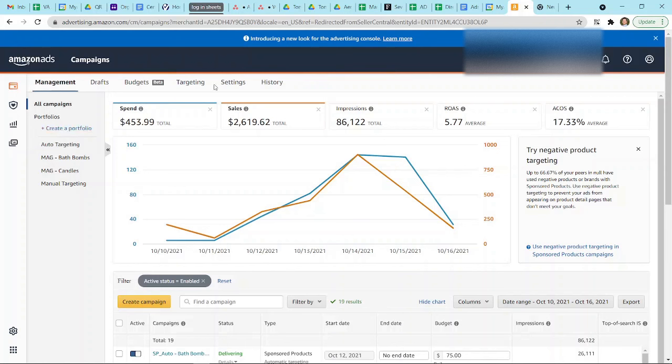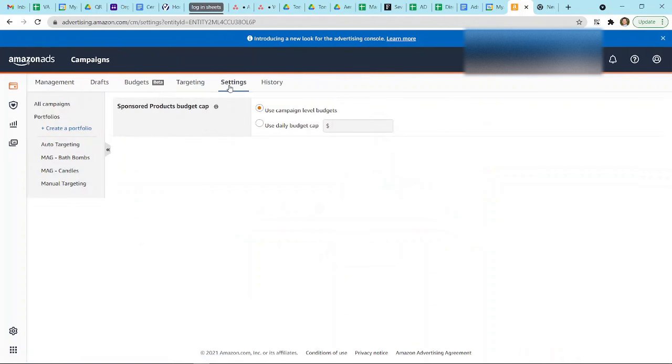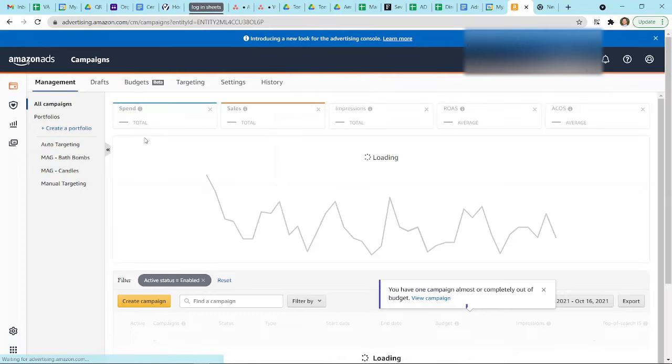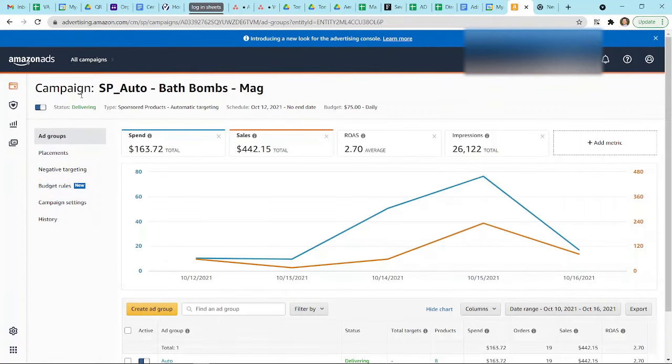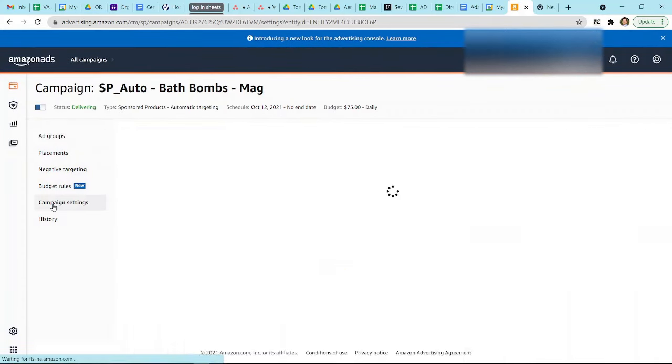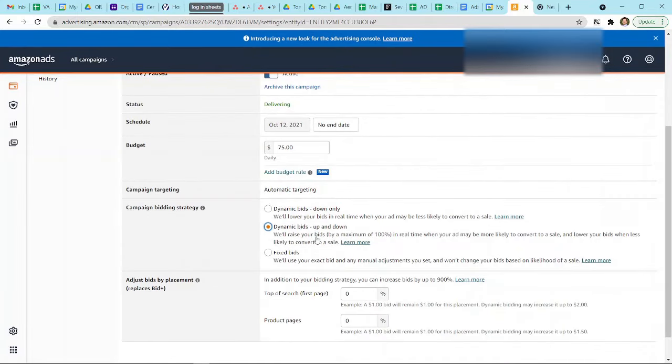At the top level, it's important to check your settings first. Sometimes you might want to put a hard cap on some of your sponsored product campaigns. It will also let you set your bidding strategies, not at the account level, at the campaign level, excuse me.